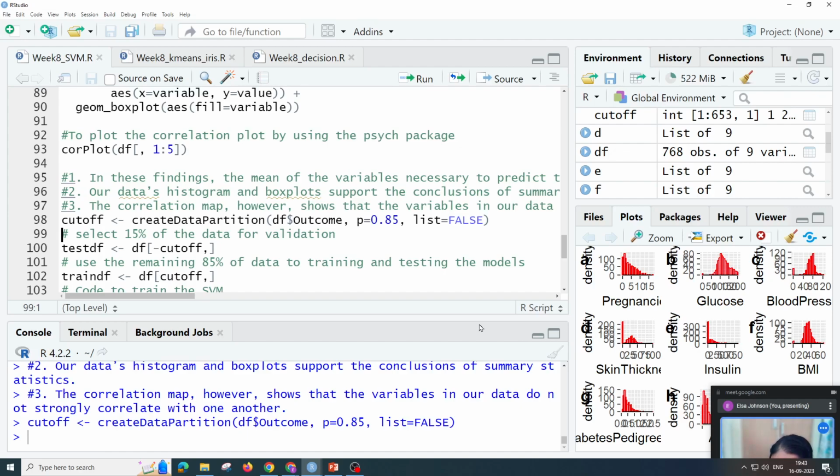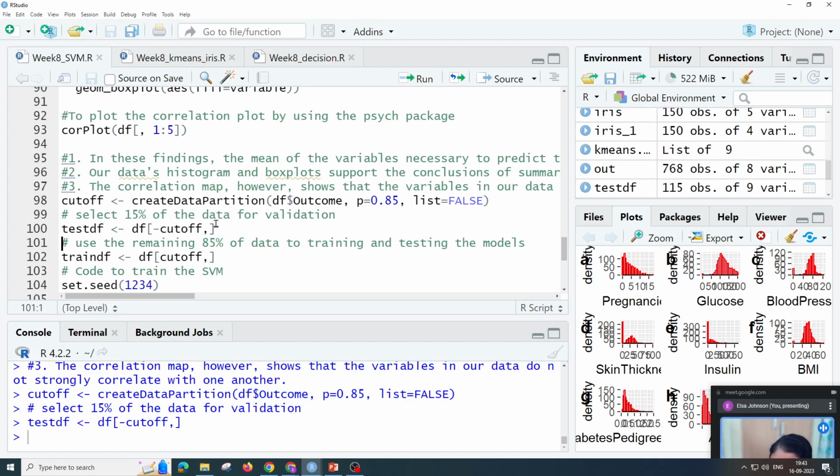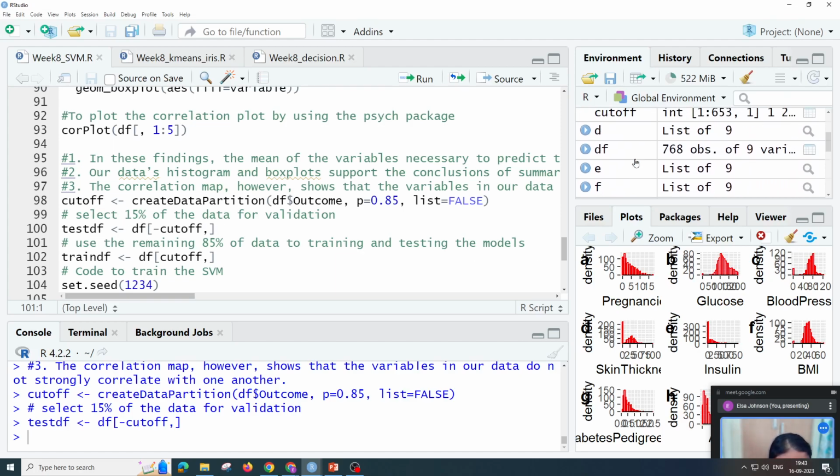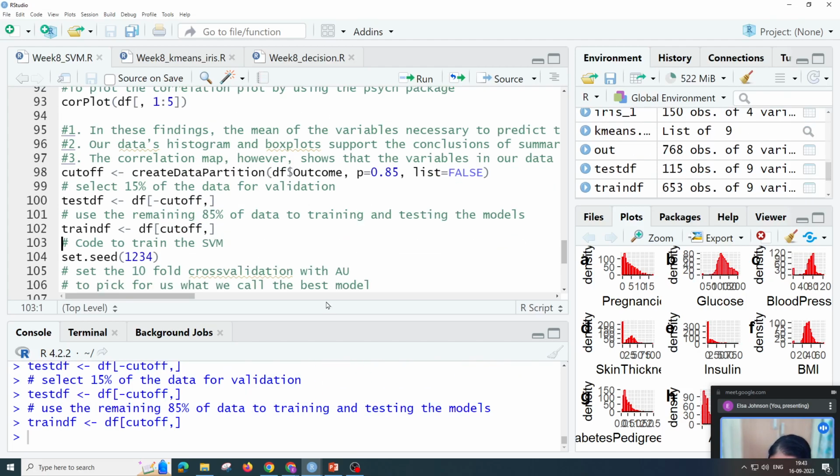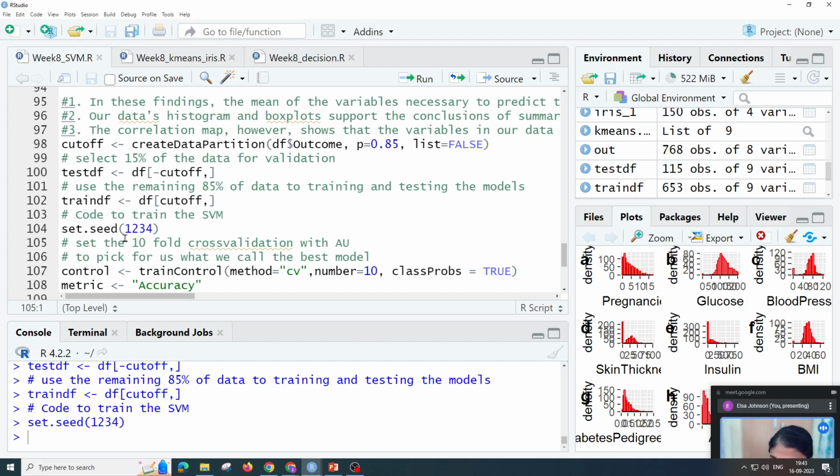Now you are finding the cutoff integers matrix, and using that cutoff you are removing the values and giving them as test df, and the remaining 85% as train. Now again we are setting the random seed values. Here different values are given.